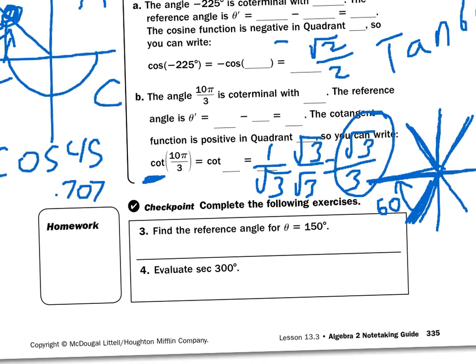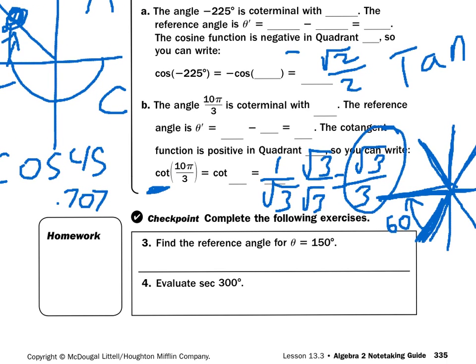Alright. Find the reference angle for 150. Hopefully you say, oh, 150? That's 30 degrees from 180. My reference angle, 30 degrees.